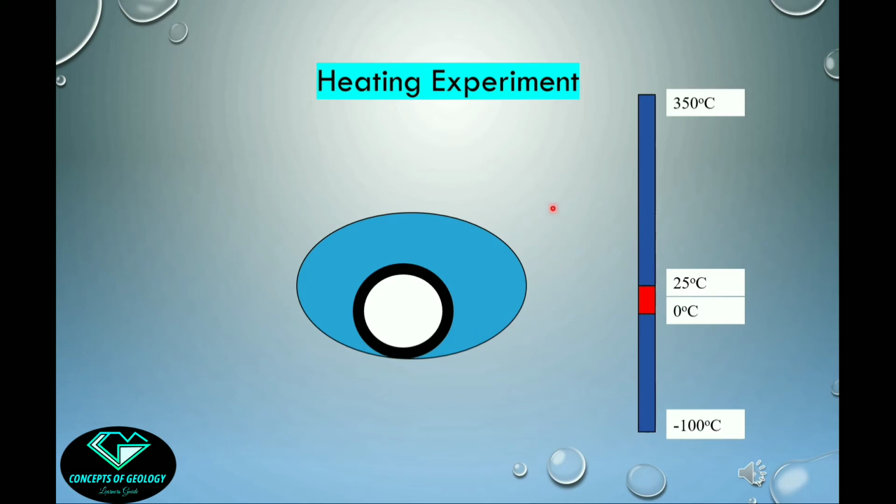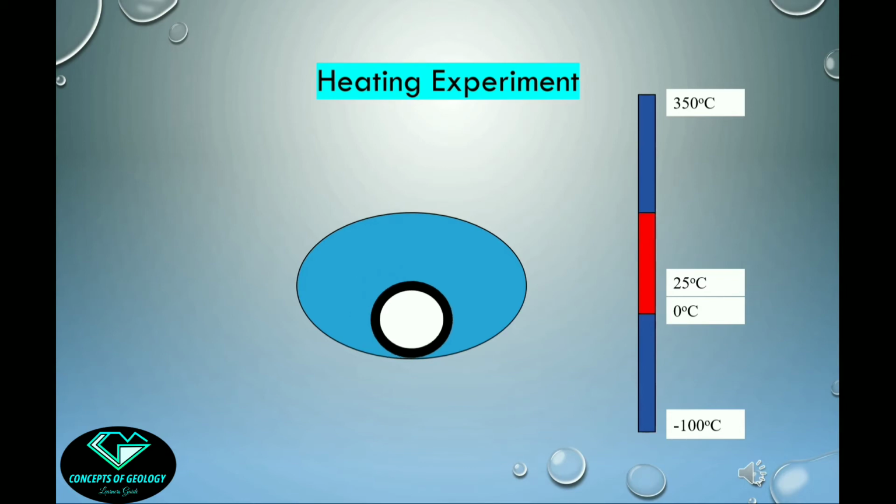Okay, suppose this is the inclusion having a vapor phase as a bubble within it. This is the temperature scale. We are going to increase the temperature during the heating experiment. So our room temperature is 25 degrees centigrade and we will increase the temperature through the scale and we will observe what is happening inside the inclusion.